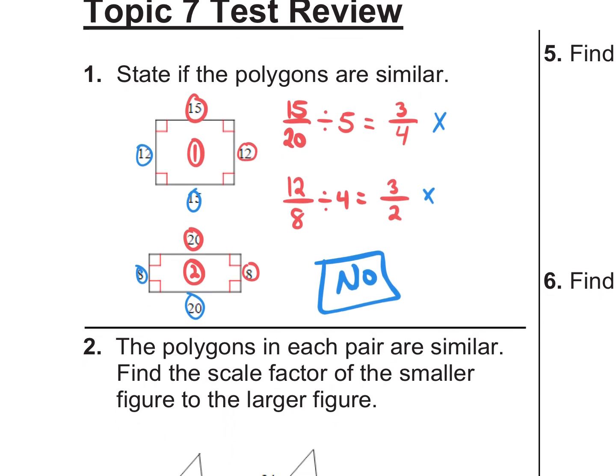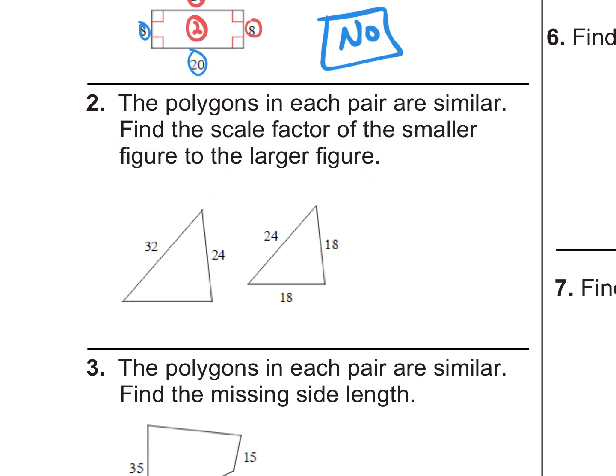Okay. Number 2, directions are very important. It tells us the polygons are similar. What does that mean if they're similar? The ratios are the same. Okay, so we know the ratios are the same. That allows us to find our scale factor. Underline that right over here. Scale factor, all I'm trying to find is the ratio. So when it's looking for the scale factor, I just want to know what the ratio is.